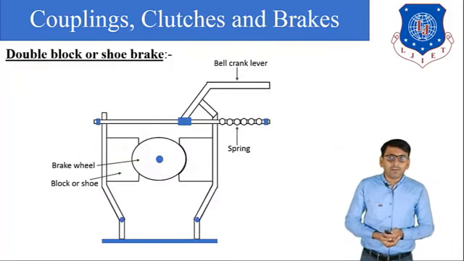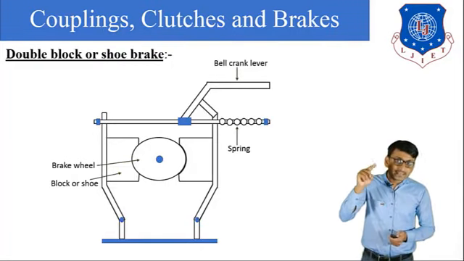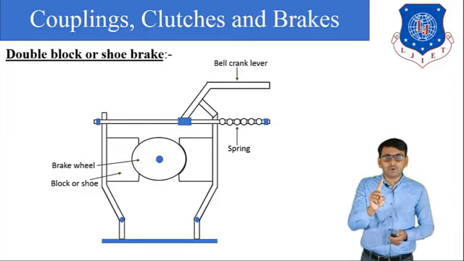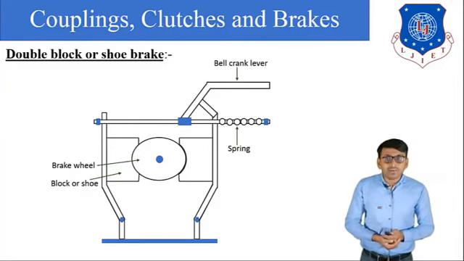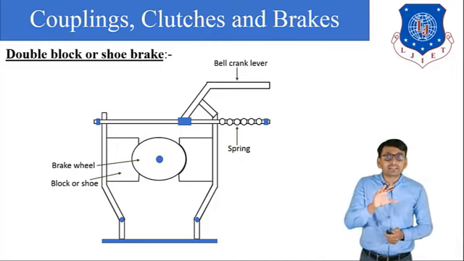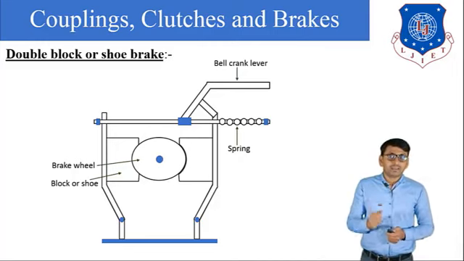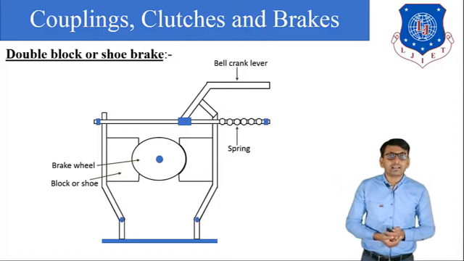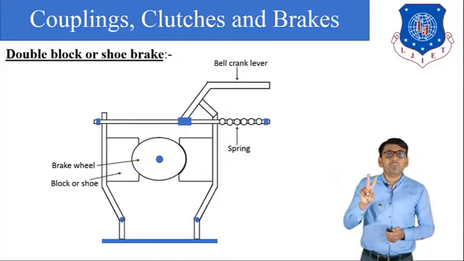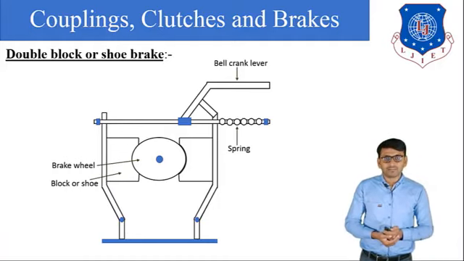Then second one, double block or shoe brake. In this brake, there are two blocks, whereas in a single block brake there is one block. These two blocks are made from some frictional material. In this diagram, there is a spring, bell crank lever, two blocks and a moving wheel.